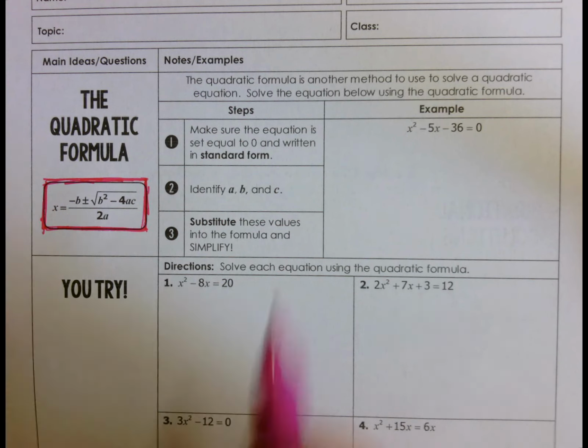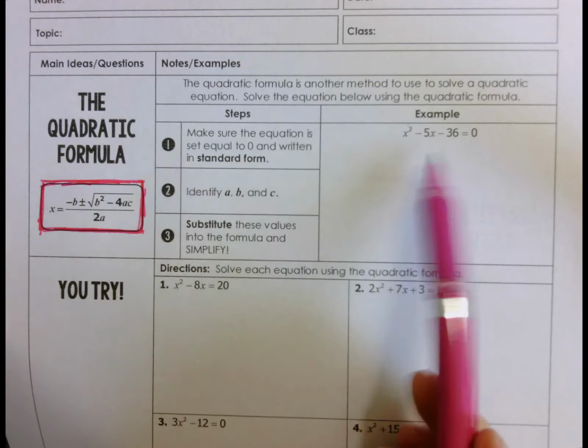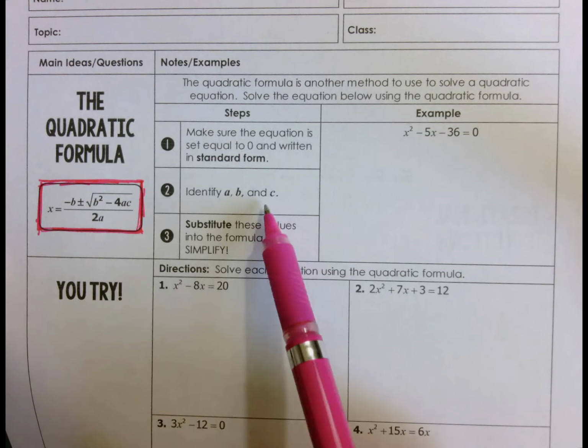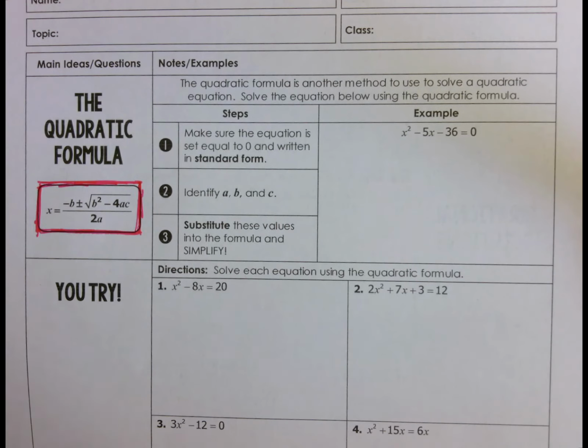So here are the steps. You want to make sure that the equation is set equal to 0 and written in standard form, just like the previous method. You're going to find out what a, b, and c are, and then substitute them into the quadratic formula, and simplify to find your answers.